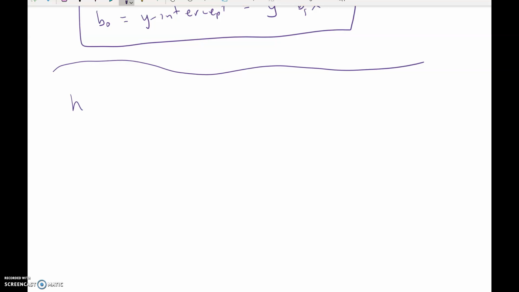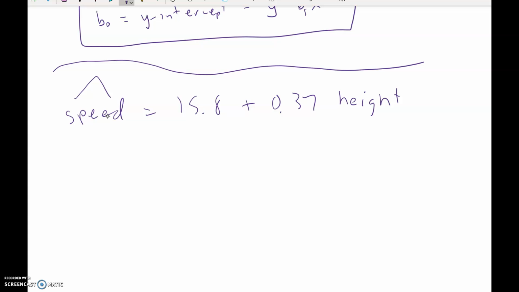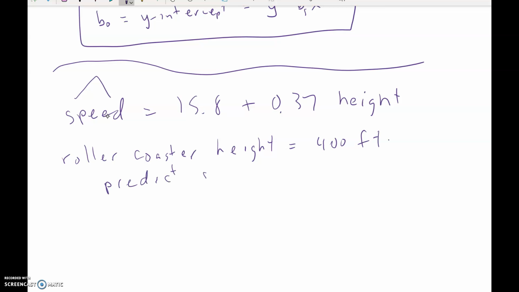And so let me just do that example real quick here. So we have the speed, and we put a giant hat on top of it to indicate it's the predicted speed of the roller coaster is 15.8 plus 0.37 times the height. Okay, so if a roller coaster height is, say, 400 feet, predict the speed. Okay, so you just plug it in.